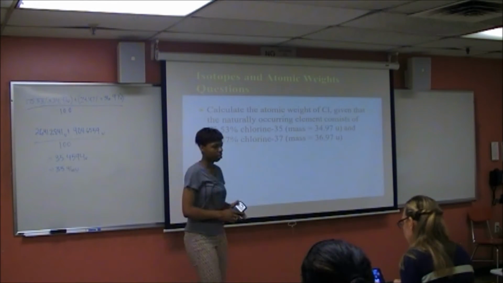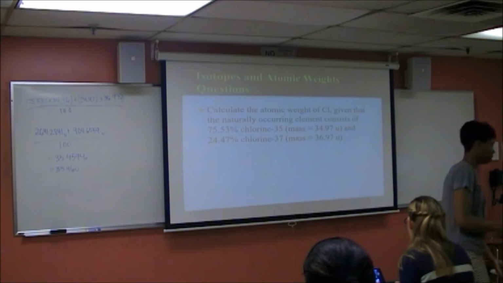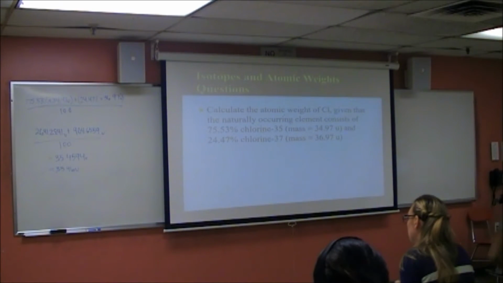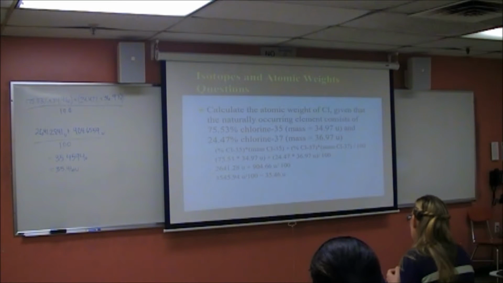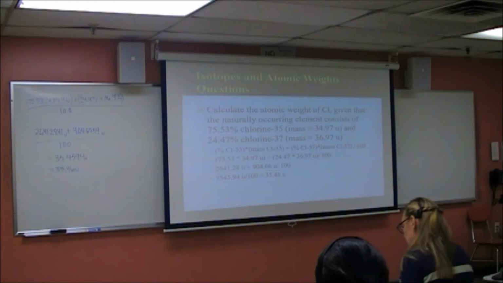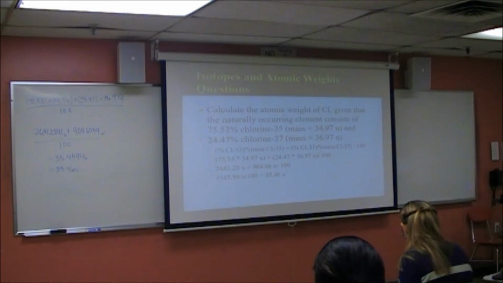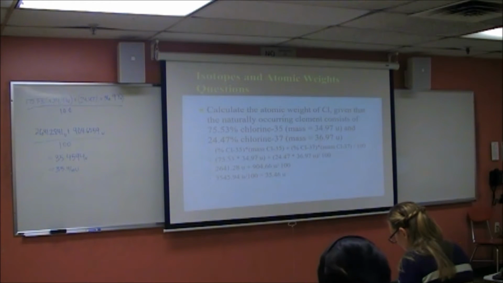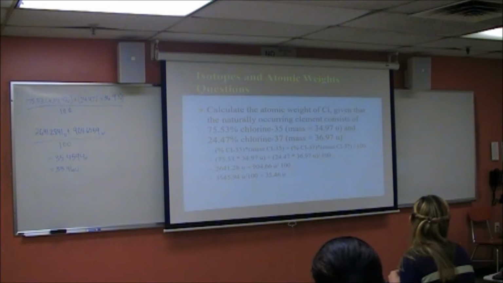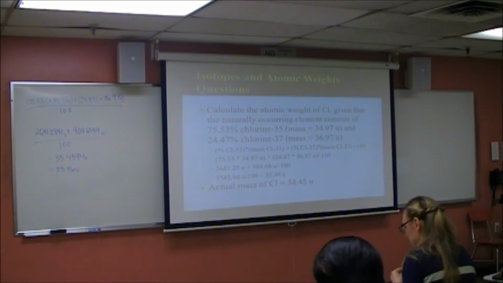So what do we think? Yeah, that's what I thought. So we all got the same answer? How does that compare to the atomic mass on the periodic table? We round it up. We have 35.453. Roughly the same thing, right? Roughly the same thing.